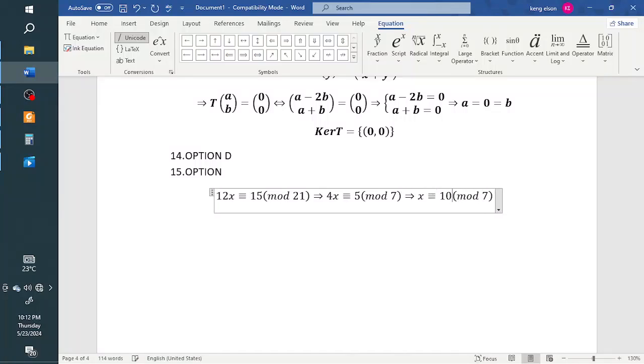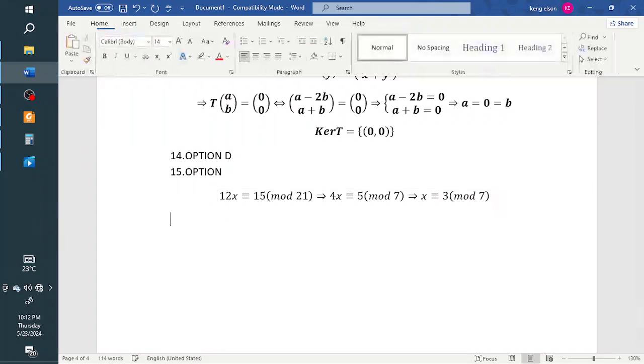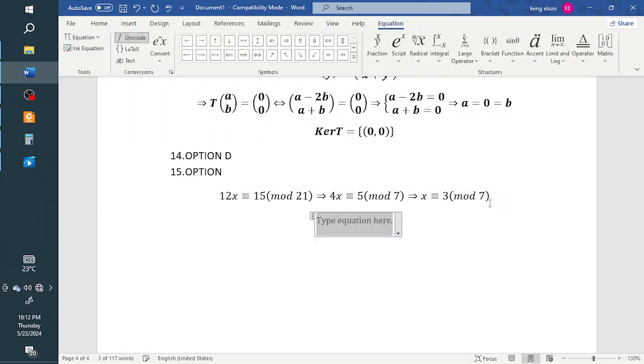When I multiply this, I get 10, right? And 10 mod 7 can be reduced. We just have to reduce it, because the remainder is supposed to be less than the modulus. So 10 mod 7 can be reduced to 3 mod 7. So if you look at this, you realize that x is congruent to 3 mod 7. True. But when we are checking for congruent solutions, we deal with the original modulus, which is 21.